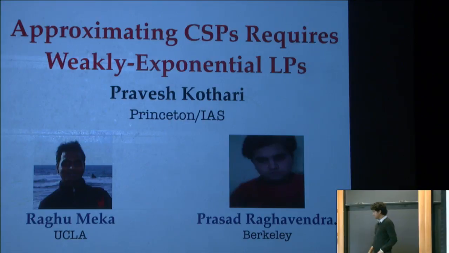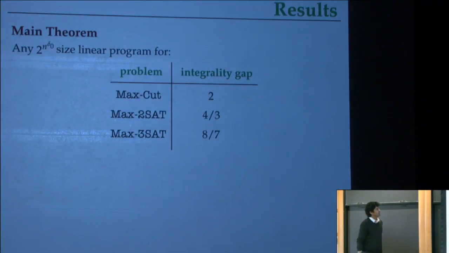So let me start by telling you the results. The main result of this talk is that there is some constant delta naught, such that if you take a 2 to the n to the delta naught size linear program, then such a linear program for the max cut problem will have a gap of factor 2, for 2-SAT a gap of 4/3, for 3-SAT a gap of 8/7.